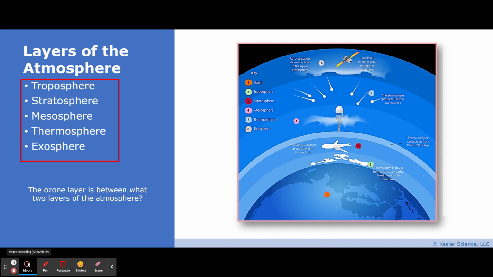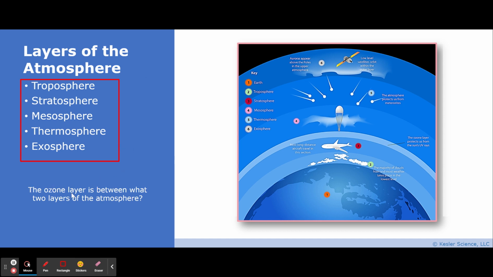Layers of the atmosphere. Now, you guys have had a lot of experience with this with our centers. The layers are the troposphere, stratosphere, mesosphere, thermosphere, and exosphere. Those are the ones that you want to make sure you know for sure. So please make sure you highlight all of this. You are going to have to know the order of them from highest to lowest and lowest to highest. So make sure you have it memorized.